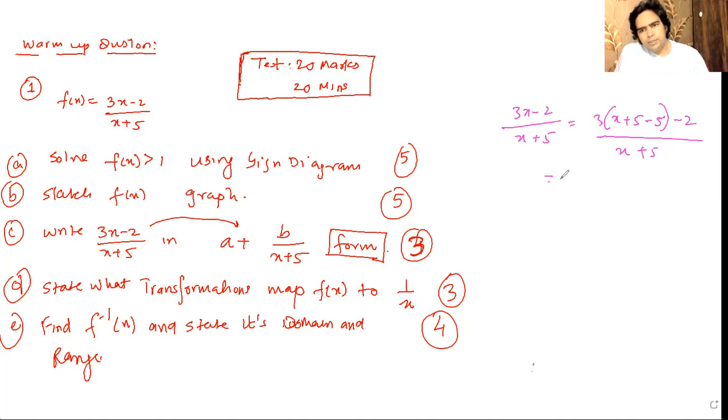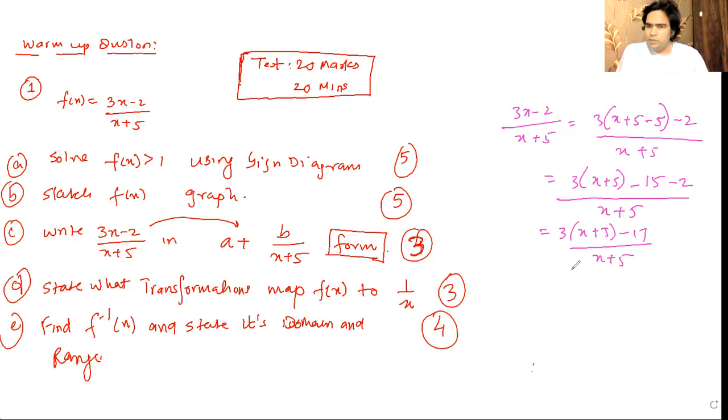Now I'm going to open the bracket and not keep the minus 5 in the bracket. So it becomes minus 15 minus 2 over x plus 5. So now this becomes 3(x plus 5) minus 17 over x plus 5. Now you isolate each term. What we get is 3 minus 17 over x plus 5, because the x plus 5 terms get cancelled after isolation. This is the adjustment skill.